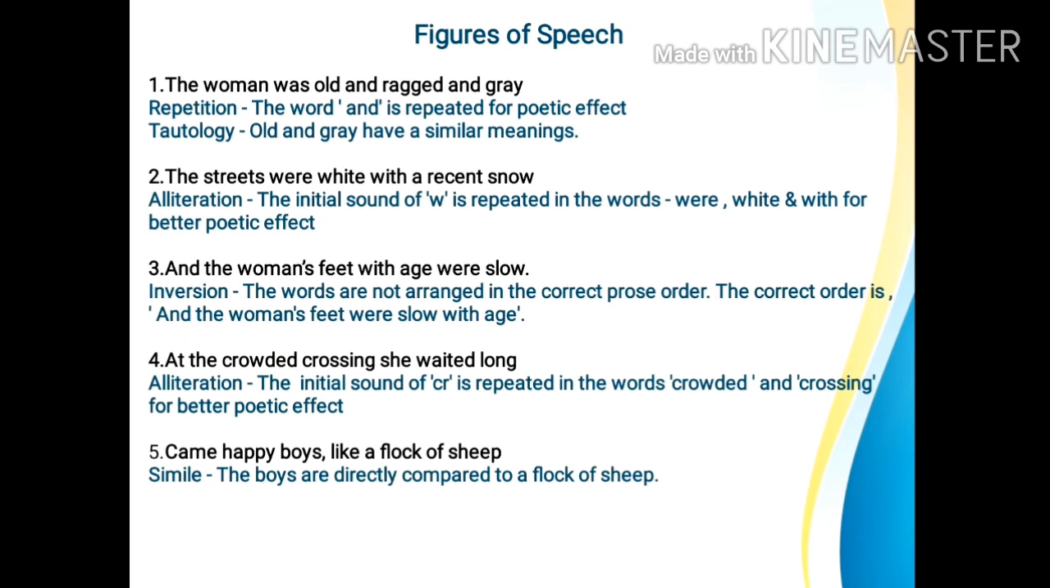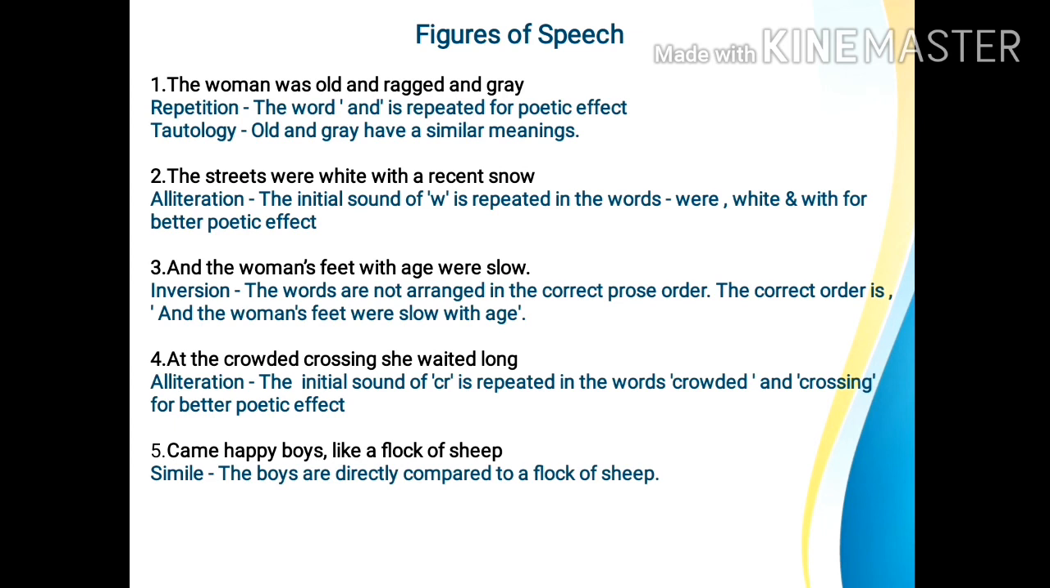The woman was old and ragged and grey. The figure of speech used in this line is repetition, because the word and is repeated for poetic effect. Another figure of speech used here is tautology, because the words old and grey have the same meanings. The streets were white with recent snow. The figure of speech used here is alliteration, because the initial sound of W is repeated in the words were, white and with for better poetic effect.